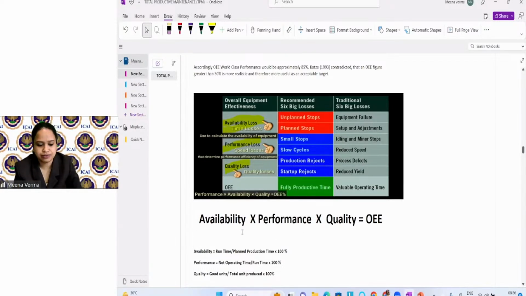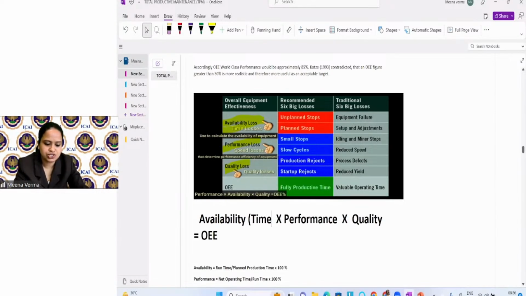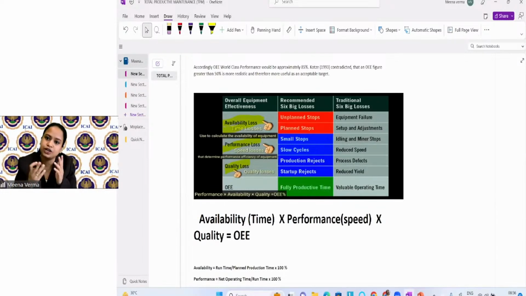Loss of time. How much time you are losing. Availability is how much time you are losing. Then performance is related to the speed at which you are producing the goods. If the speed is slow, it will result in loss. If the speed is fast, it will result in quick production of the goods. And quality means if you produce defective units, then it is related to quality.